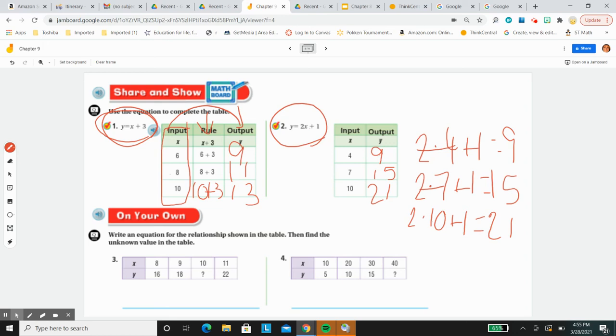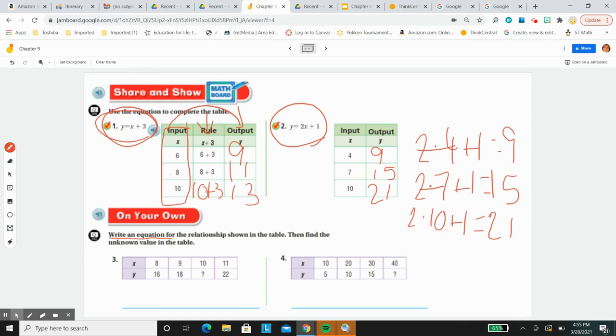All right. So I'm going to have you go ahead and work on these problems by yourself. Okay. And remember, you're going to write an equation. You've got to kind of figure out what's going on for the relationship. Okay. What if I change my mind? What if I do number 3 with you? And then I'll let you do number 4.